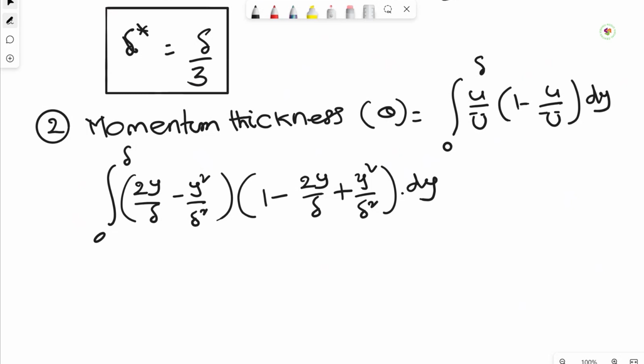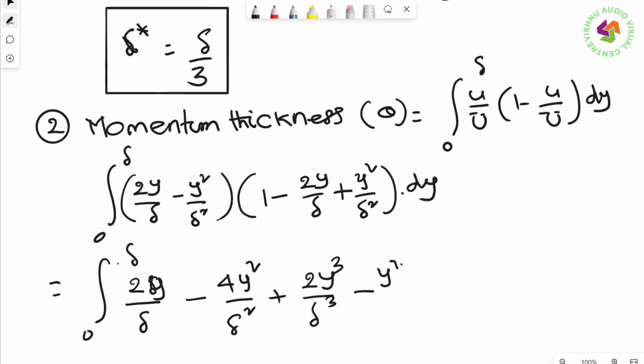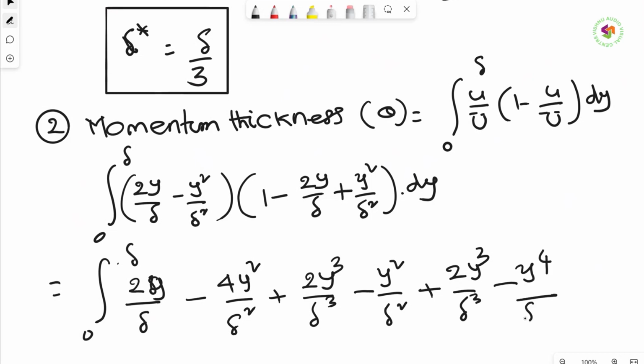So if I elaborate it now, it is equal to the integral from 0 to delta of 2y by delta minus 4y square by delta square, and plus 2y cubed by delta cube, then minus y square by delta square plus 2y cubed by delta cubed, then minus y to the power of 4 by delta to the power of 4, into dy.